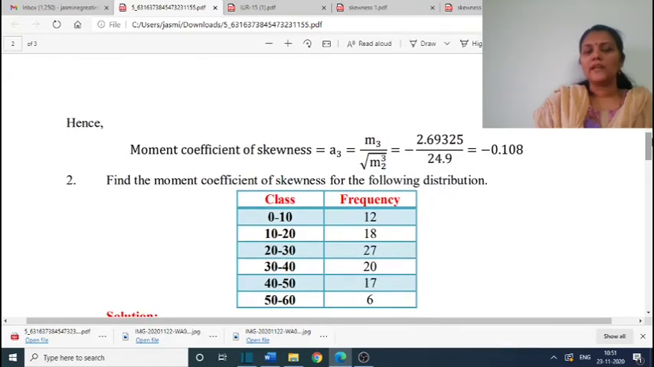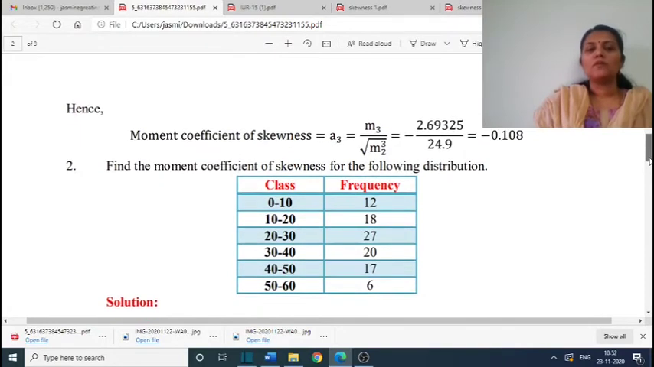Now, hence, the moment coefficient of skewness is A3, which is equal to M3, that we got the value as 2.69325, by the square root of M2 cube, which is equal to 24.9, which is equal to minus 0.108.